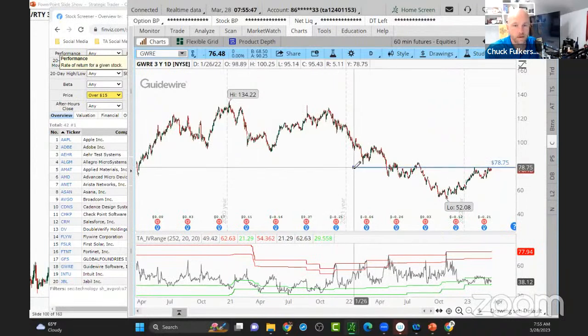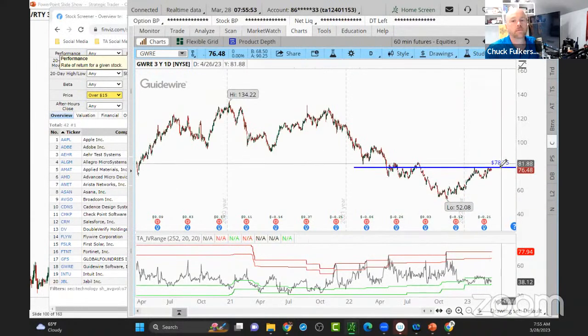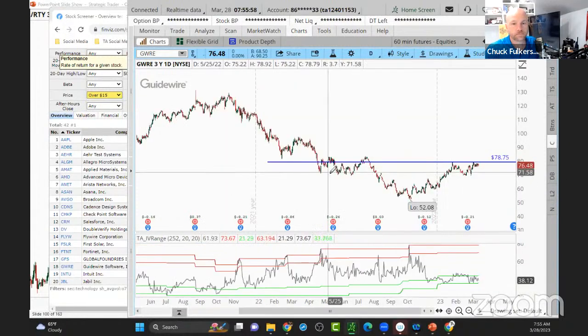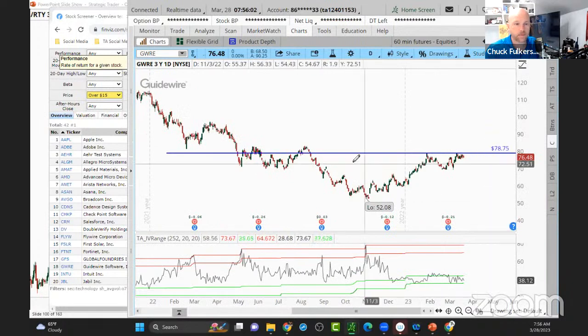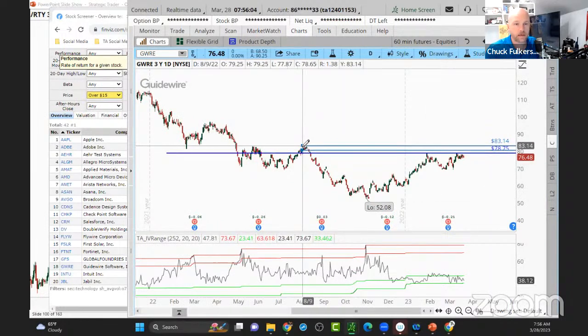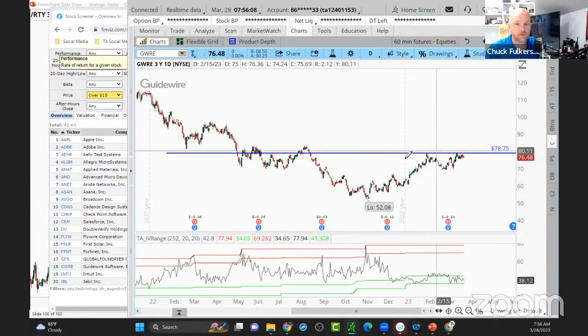Now that's a nice bottoming pattern, right? You've got a really nice bottoming pattern through here. We've rallied up from the low, and we're sitting right below a supply level, but that supply level that we're sitting below is a retest of this area here to the left. I could see this one moving up. This one, I kind of like this.